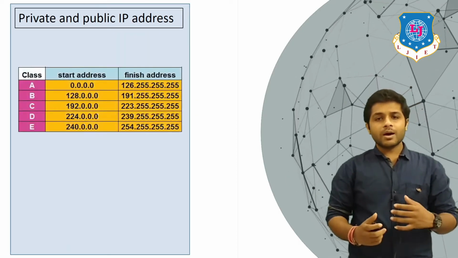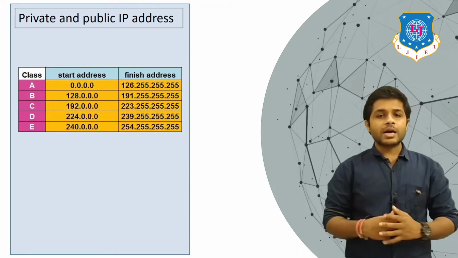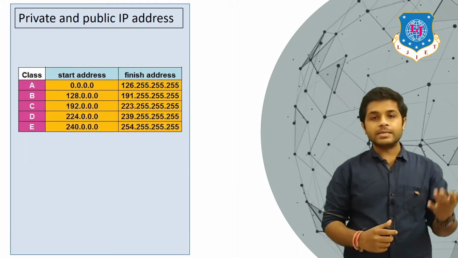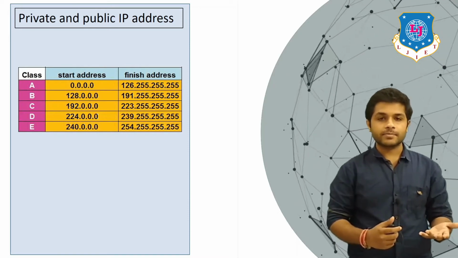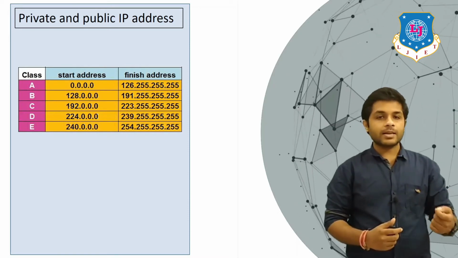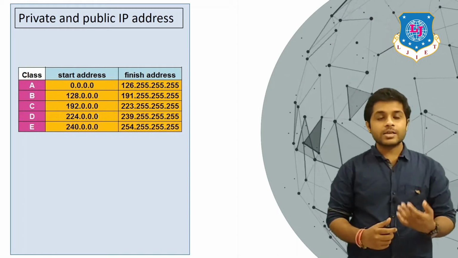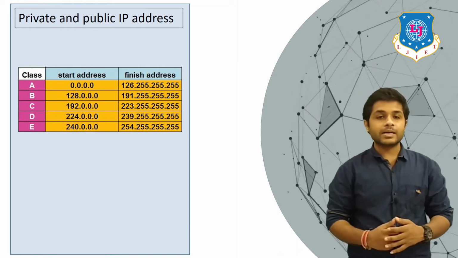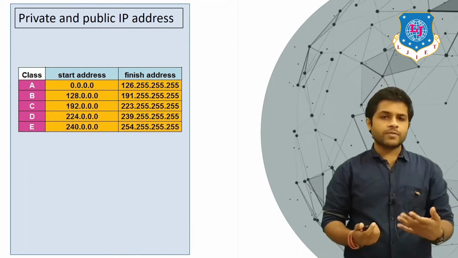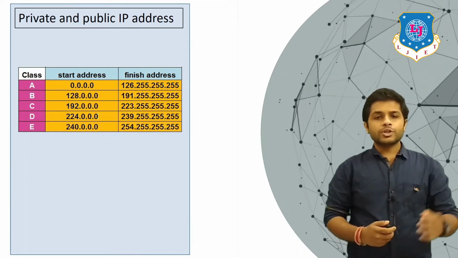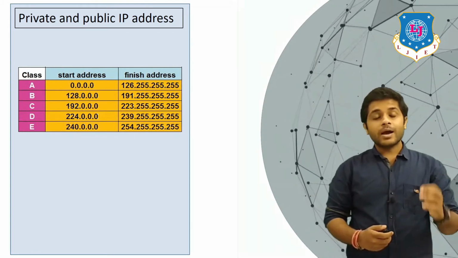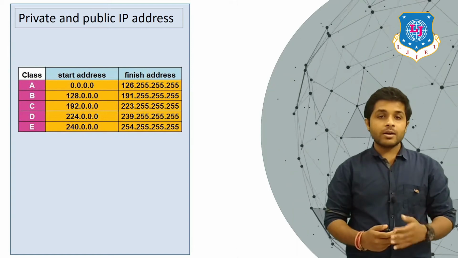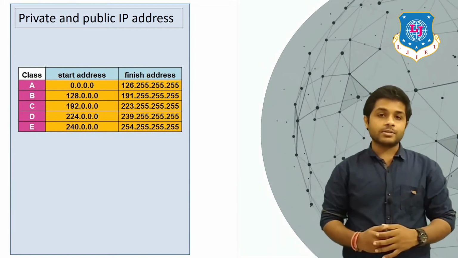The IPv4 addresses are divided into 5 classes, which are class A, B, C, D, and E. Class A, Class B, and Class C are known as unicast IP addresses. Class D is for multicast and Class E is reserved for development purposes. In each class, IP addresses are further divided into two categories, which are public and private IP addresses.